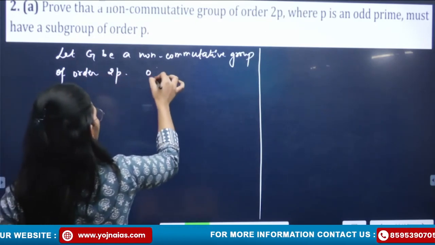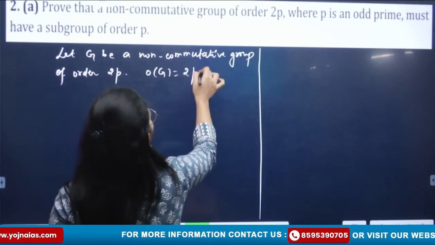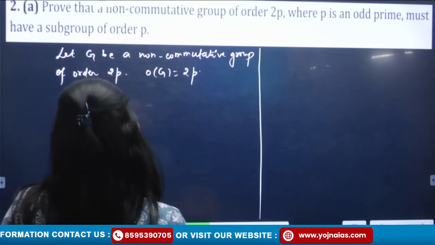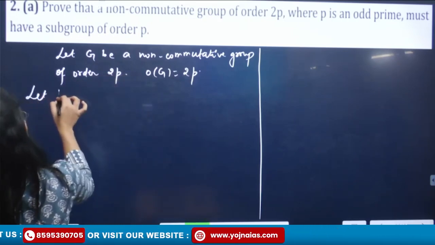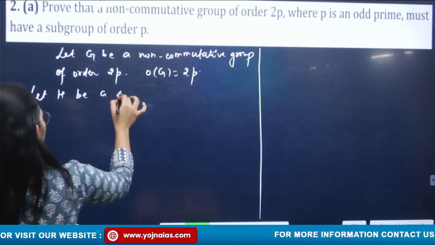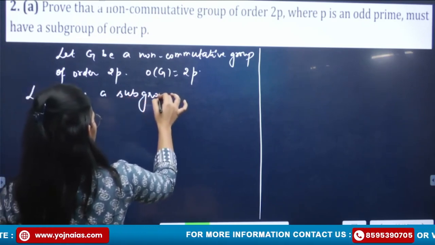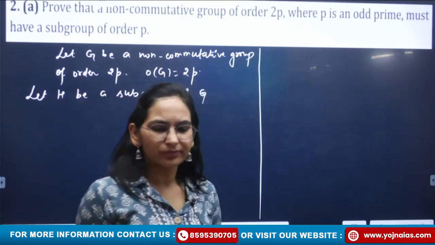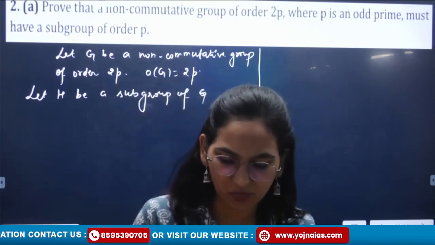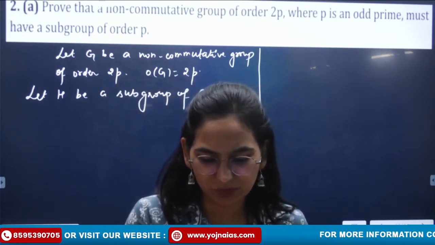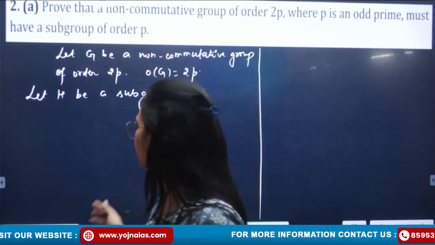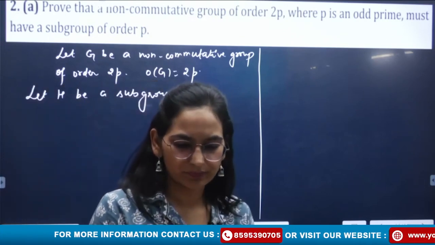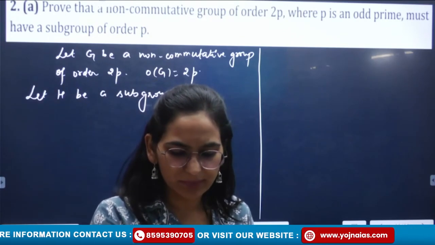That is, order of G is equal to 2p, where p is an odd prime number, must have a subgroup of order p. Let H be a subgroup of G. Then by Lagrange's theorem, we have to show that this will definitely hold. If you assume that this is not possible, then how would that happen? Since let H be a subgroup of G, let me see it once.